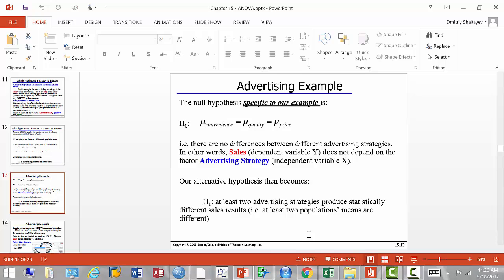Okay, and that's basically how we write it out, okay? Specific to this problem. Average sales that you achieve when you advertise using convenience, same as quality and the same as price. There is no difference, therefore, which strategy you pick doesn't really matter. They're all the same, there is no dependency. And the alternative says that at least two strategies, they do affect sales. They do result in statistically different answers. Okay? Well, that's the form of null and alternative that we write down every time.